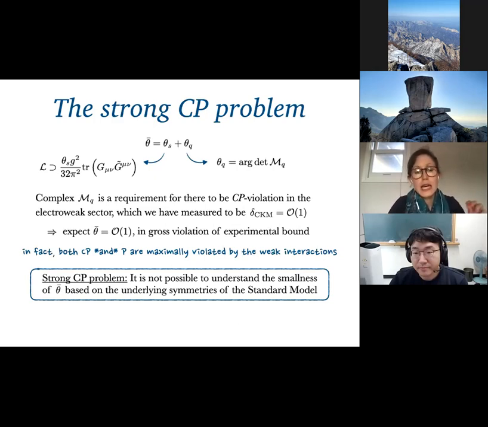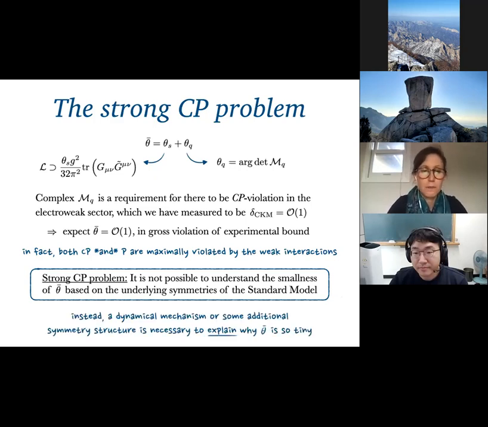So this brings us to the essence of the strong CP problem, which is that it is not possible to understand the smallness of the QCD vacuum angle based only on the underlying symmetries of the standard model. Instead, if we want to explain why theta bar is so small, we need either a dynamical mechanism or some additional symmetry structure beyond what we have in the standard model.